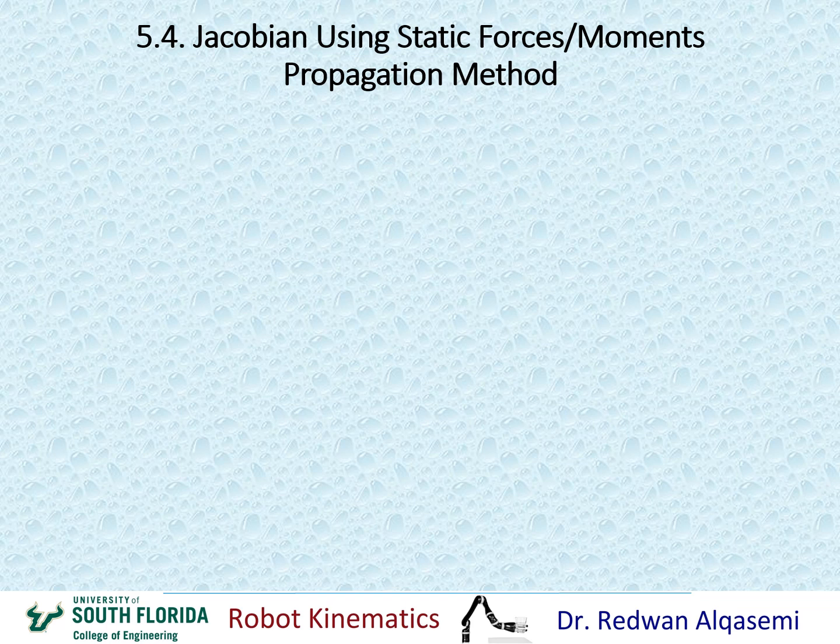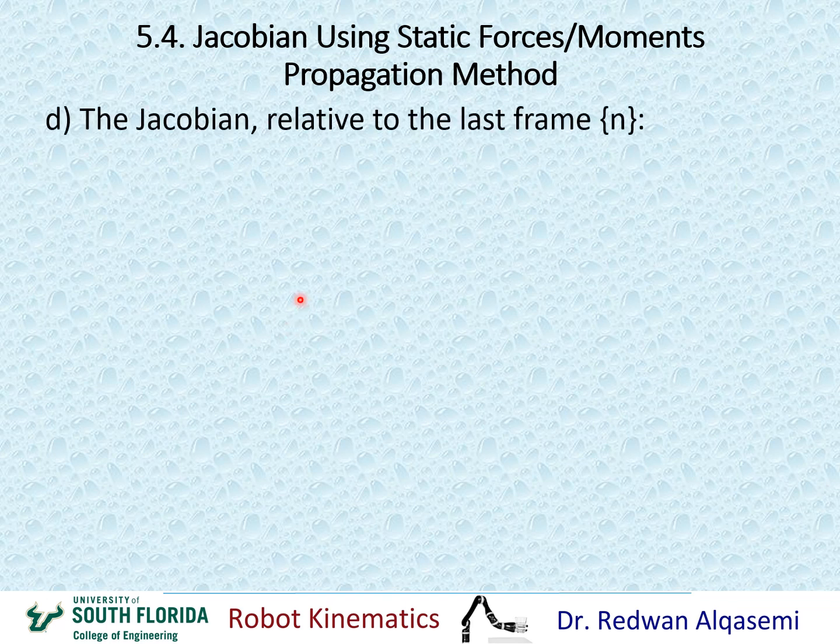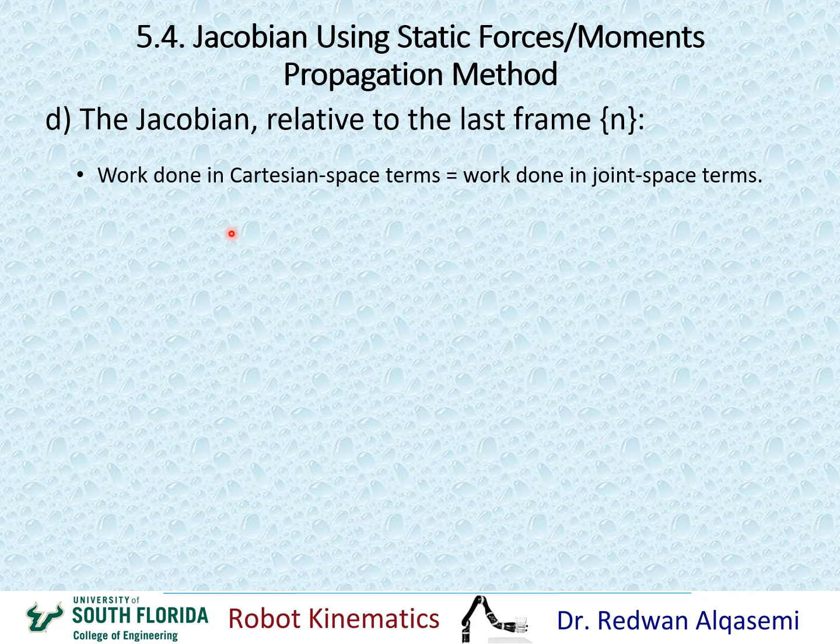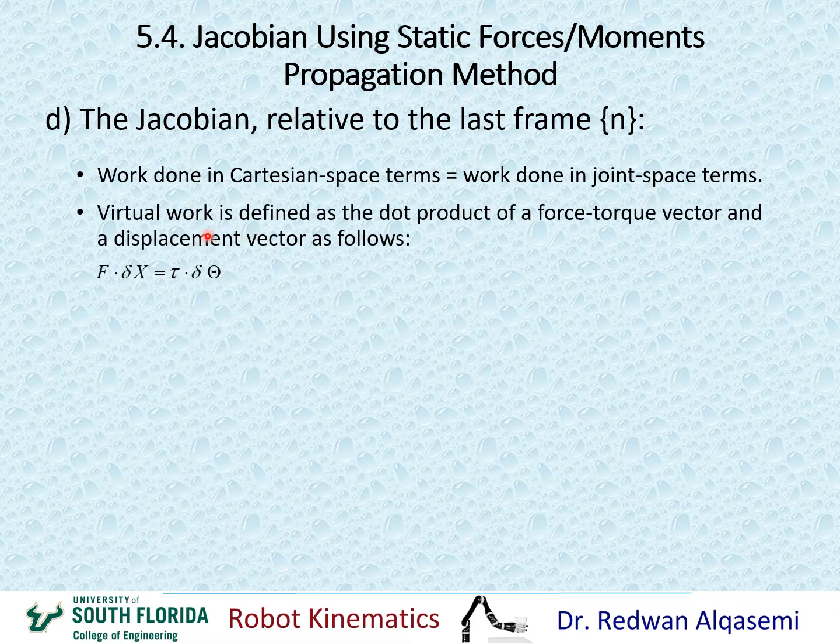Before talking about the Jacobian, I would like to have some introduction here and define a few terms. The first thing here is the work done in Cartesian space terms is the same as the work done in joint space terms. What this means is that for the same amount of motion, the work done using the Cartesian space terms is exactly the same as the work done if we use that same motion and define it through joint space terms. Now we can define the virtual torque in this context as the dot product between the force torque vector and a displacement vector.